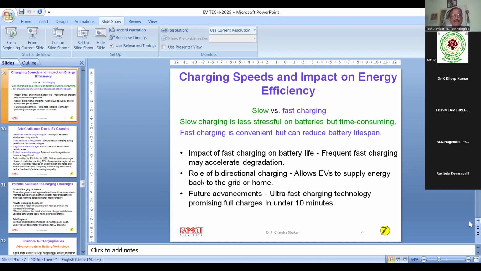Future advancement: ultra-fast charging technology promises full charges in 10 minutes. The new technique for the battery is that it has to charge just like putting in petrol. I go to a petrol pump, fill and get out. Similarly, these kinds of things are also underway.